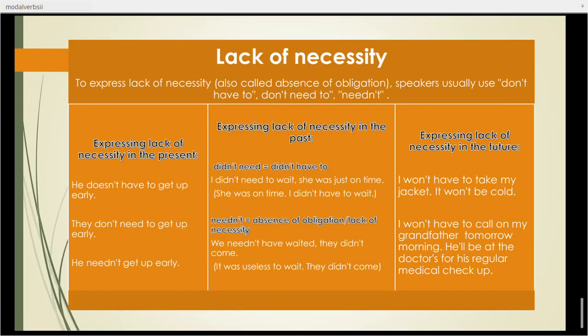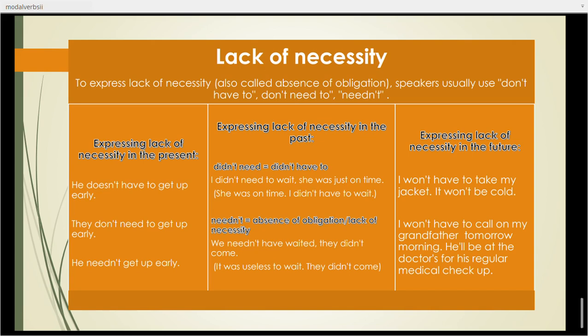In the last slide, we can note the title, which is lack of necessity. We use it to express lack of necessity, also called absence of obligation, and the speaker usually uses don't have to, don't need to, and needn't. Here it is used in the context of lack of necessity, and it is divided into three time forms: the present, past, and the future.